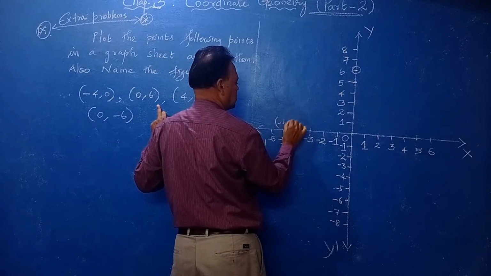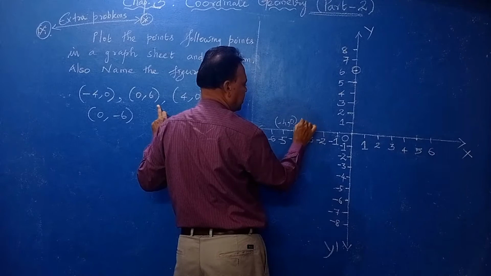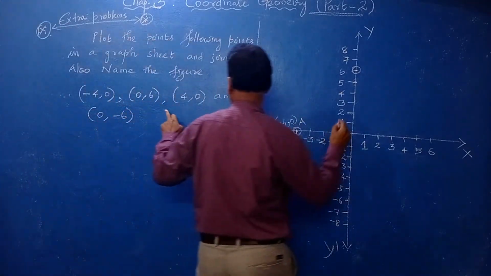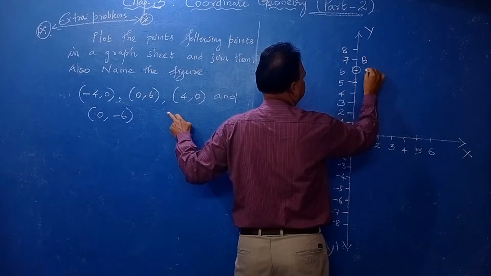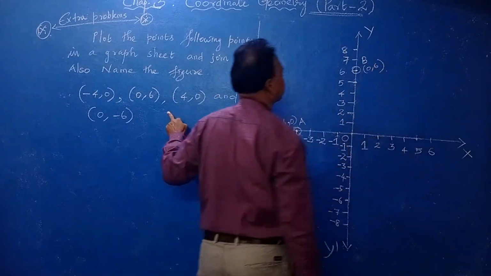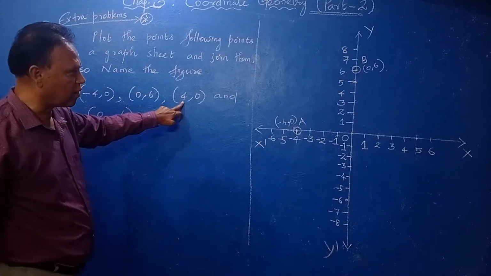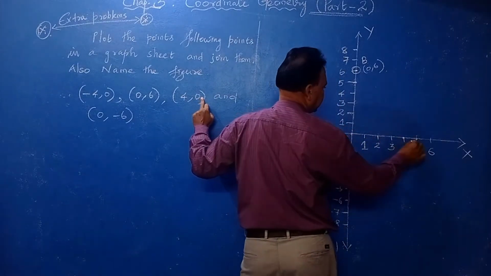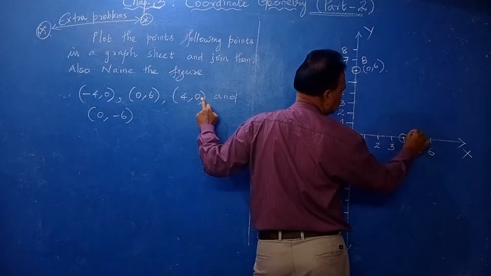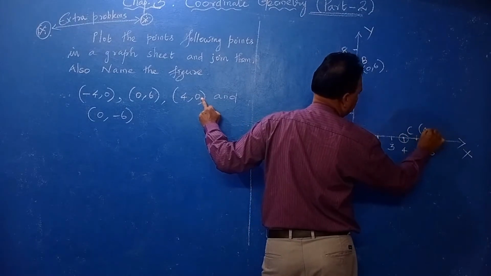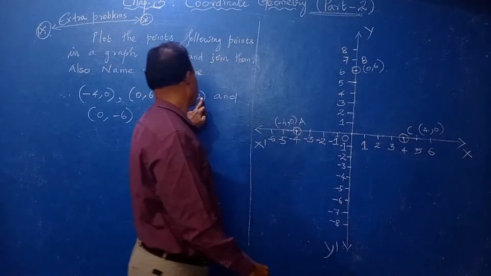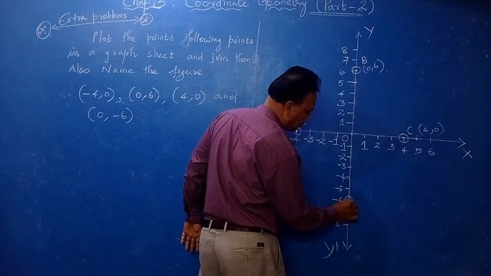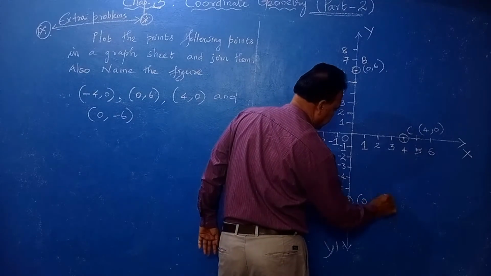This is minus 4 comma 0. You can name it A. Okay. 0 comma 6, you can name it B. Then 4 comma 0: x is 4, y is 0, means it lies on the x axis. At 4 you mark it. That is C, 4 comma 0. And 0 comma minus 6 is here. Mark it here, 0 comma minus 6.